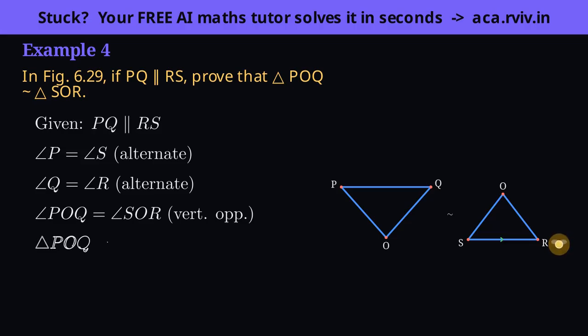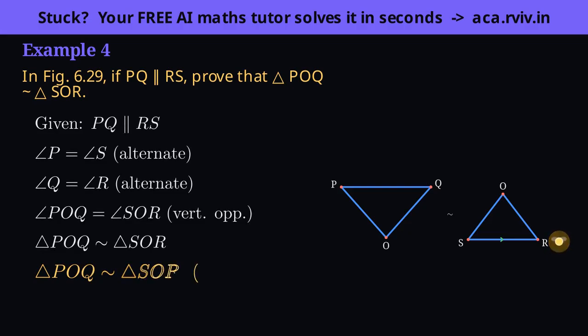One careful detail: we write the correspondence POQ similar to SOR in that exact order, because P pairs with S, O with O, and Q with R. The letter order records which angle equals which, and getting it right keeps every later ratio honest. The habit to build: the instant you see two parallel lines, go looking for alternate angles on each transversal and vertically opposite angles at any crossing. Together they almost always hand you an AA similarity for free, no lengths required.